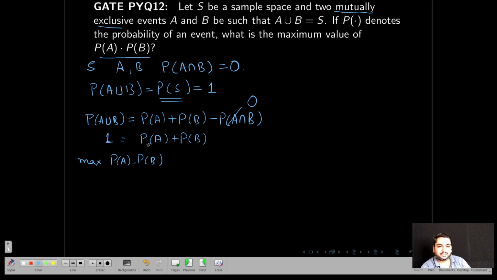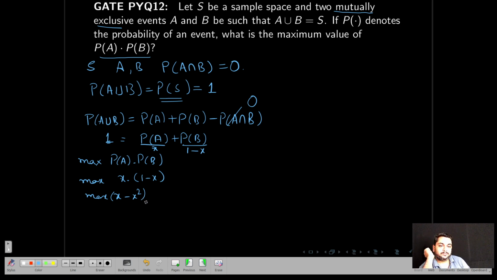Now, let us say P of A is X, then what will be P of B? Moving to the other side, it will be 1 minus X, right? If you add these two, you will get 1. So what I am trying to say here is: maximize P of A times P of B, where I am just putting P of A as X and P of B as 1 minus X. So this will be maximize X minus X square. So this is now a maximization problem.